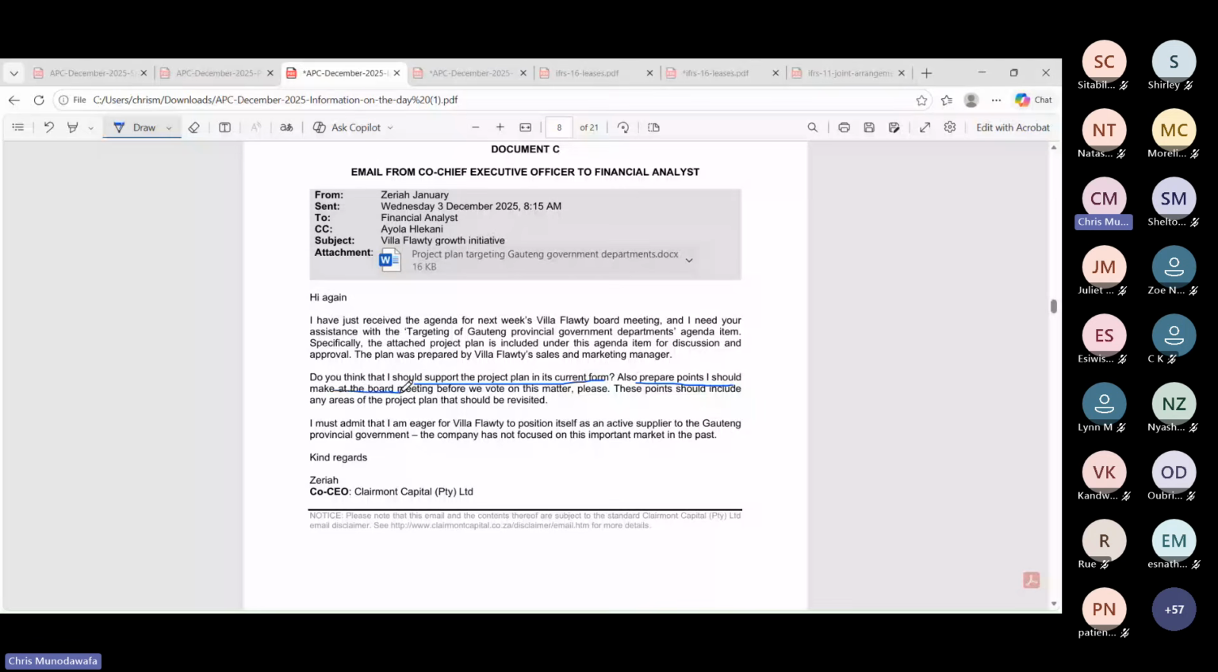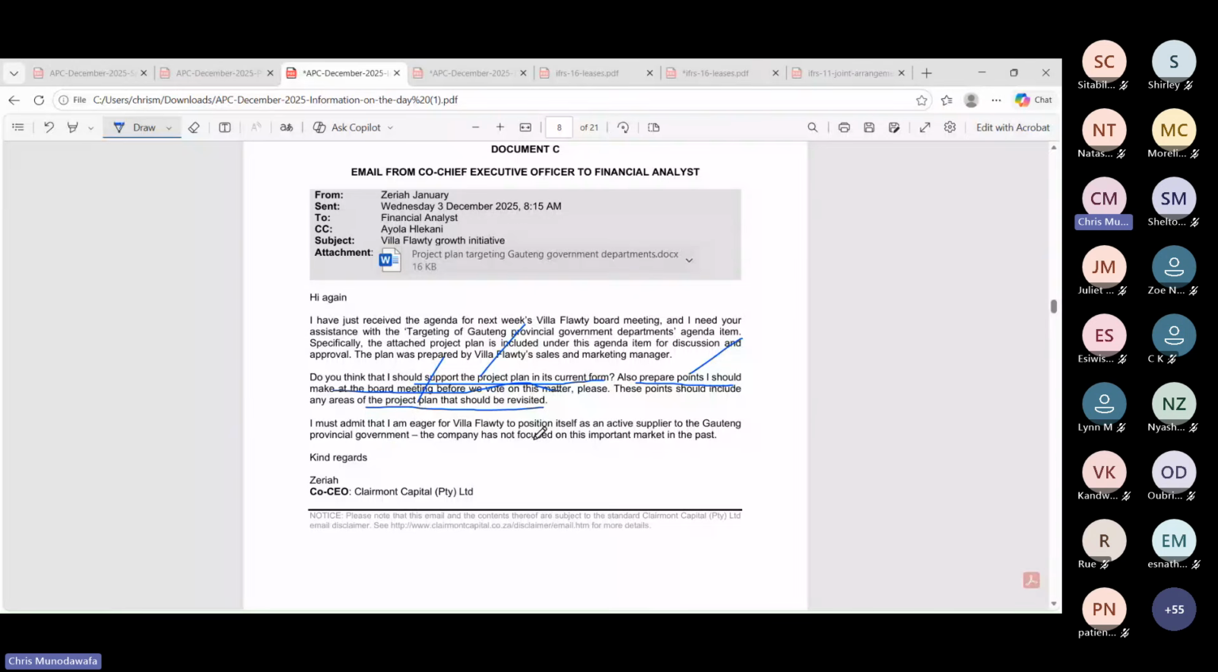Team, number 1, should I support the project plan? Prepare points I should make at the board meeting. Then also, any areas of the project that should be revisited, which means a review. I must admit I'm eager for Villa Flood to position itself as an active supplier, as the company was not focused on this important area in the past. So the question is, are my asks responded to? So number 1, team, please.